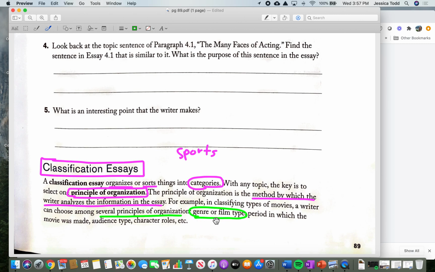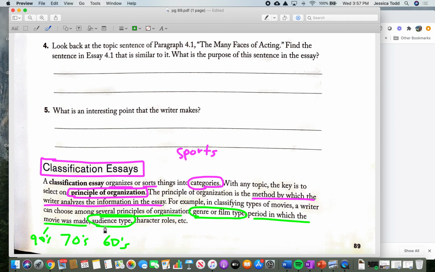And you guys started doing this in class the first day. You said horror movies, comedy movies, cartoon movies, right? These are all genres or film types. So this could be one way that we organize them into categories. A second way that we organize into categories is to talk about the period in which the movie was made. So this could be like the 1990s, it could be the 70s, and it could be the 60s, right? So talking about the time.